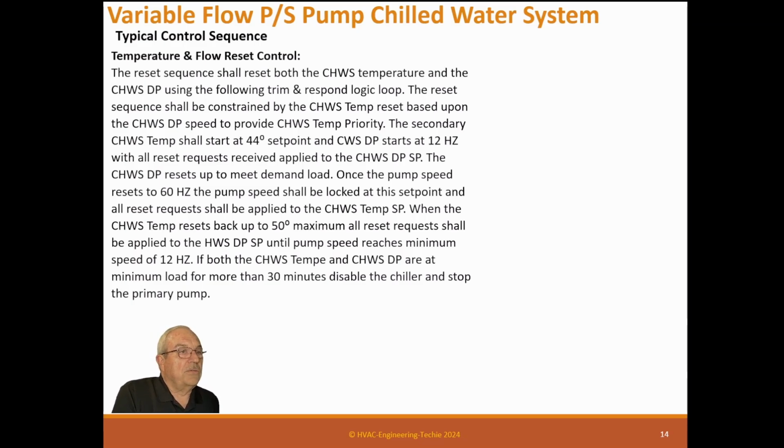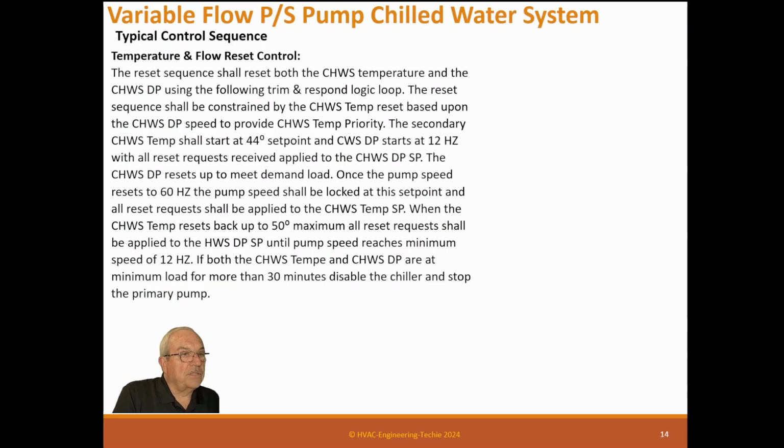So the reset sequence shall reset both the chill water supply temperature and the chill water supply differential pressure using the following trim and respond logic loop. The reset sequence shall be constrained by the chill water supply temperature reset based upon the chill water supply differential pressure speed to provide chill water supply temperature priority. The secondary chill water supply temperature will start at 44 degree set point, and the chill water supply pressure starts at 12 hertz. Now remember, that was determined during balance.